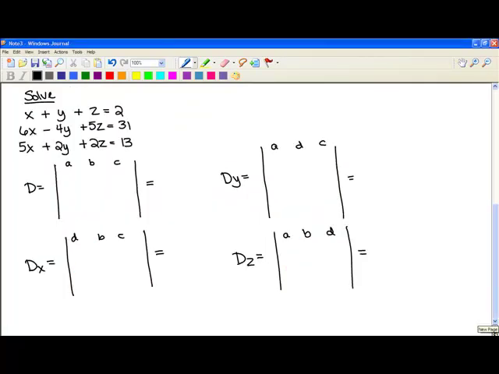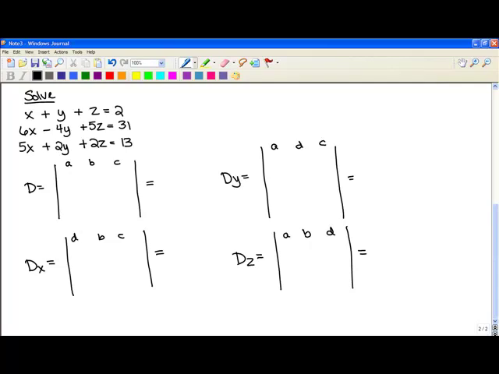Here's our example. We have the following system of equations with three variables, x, y, and z, and we need to set up our determinants. First, we'll find determinant D. Up above each determinant, I wrote down the coefficients that we should be looking for.